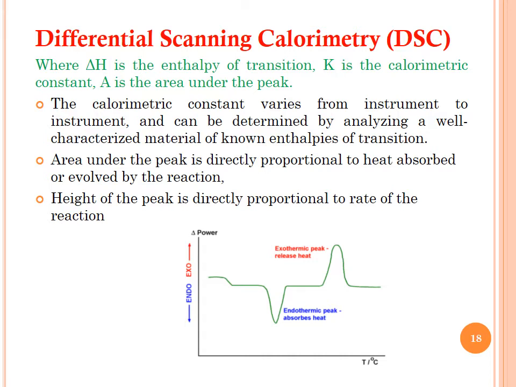In the last lecture on DTA, we discussed the maxima and minima of the curve, and also in the DSC curve, in this presented graph we have a maxima and minima. The minima represent the endothermic peak, while the maxima represent the exothermic peak. In an endothermic peak, usually heat is absorbed, while in case of an exothermic peak, heat is released.